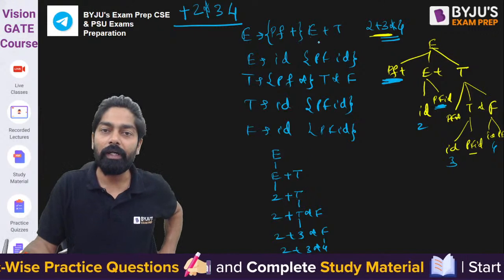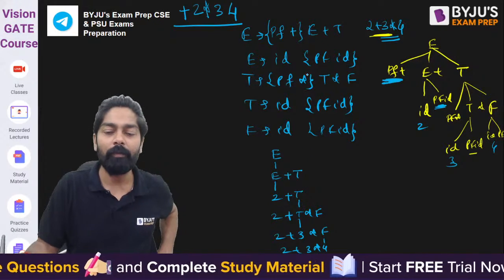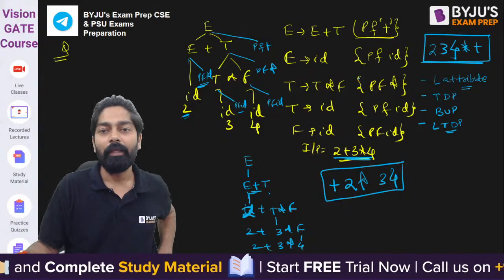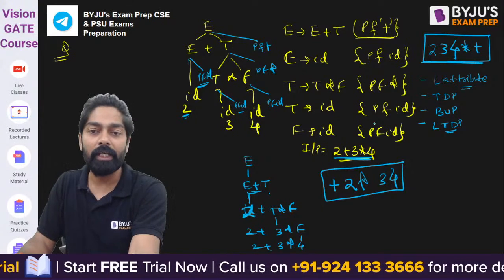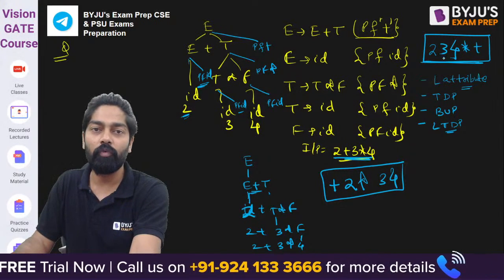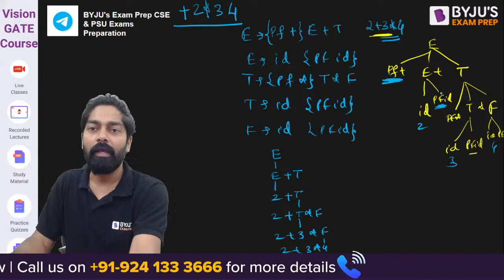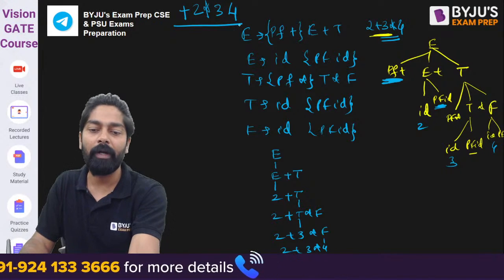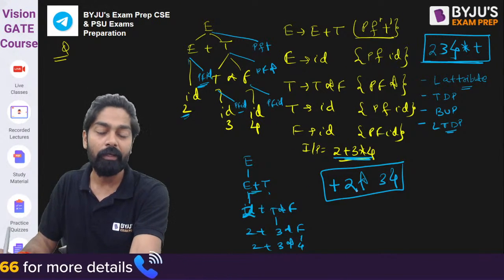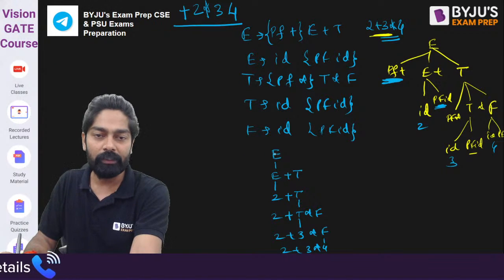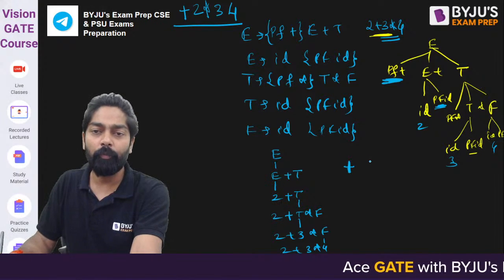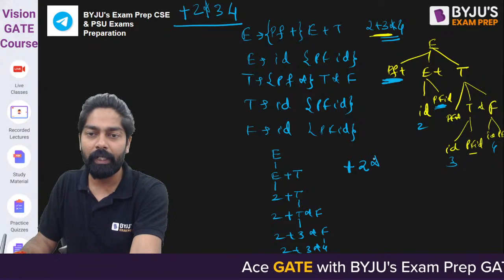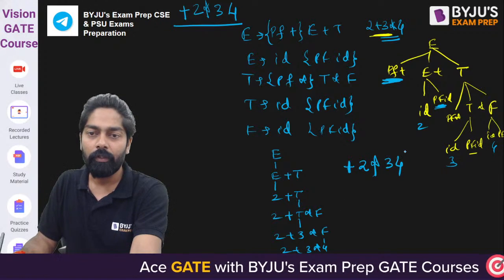Even though this one is an L attribute SDT, and the previous one you have seen is also an L attribute SDT, if we perform L attribute evaluation you get different answers: 2 3 4 star plus for one, and plus 2 star 3 4 for the other. But the output for the top down parser will be the same, plus 2 star 3 4. First, E goes to E plus T, printing plus. Then E goes to 2, printing 2. Then T goes to T star F, printing star. Then printing 3, then 4. So the output will be the same.